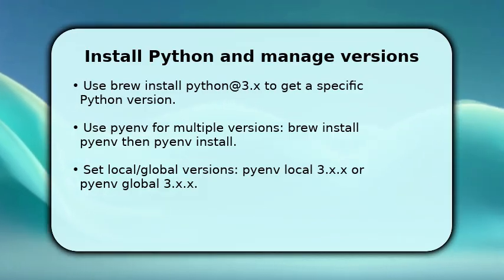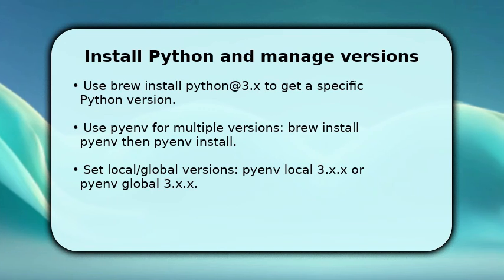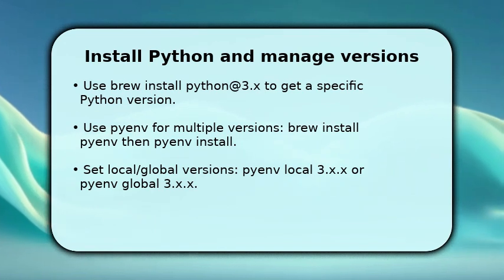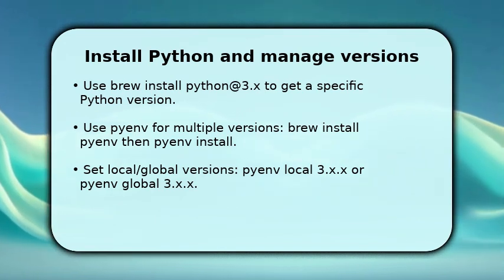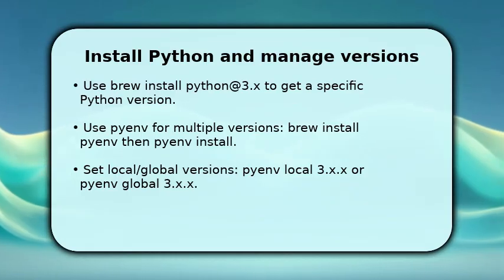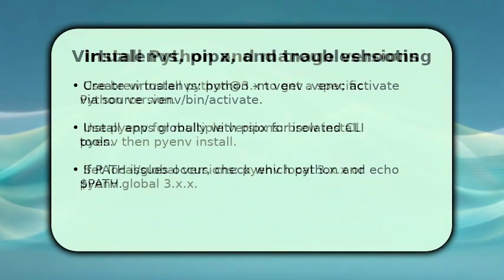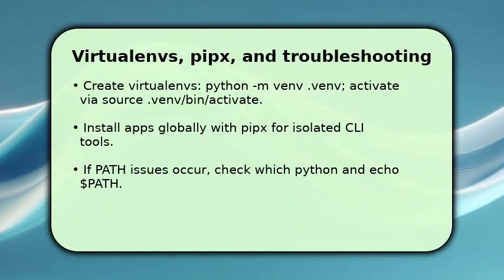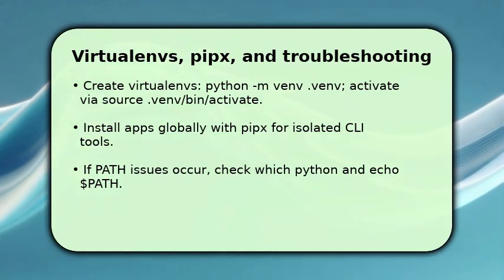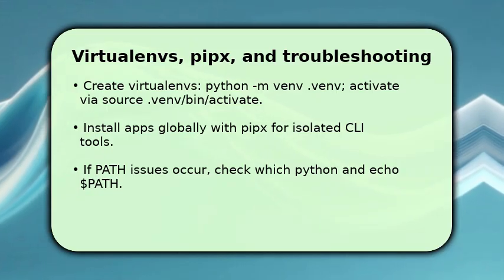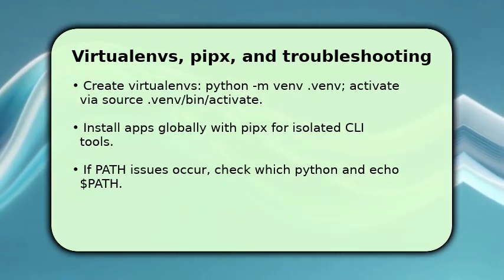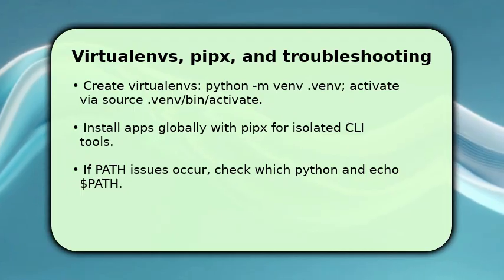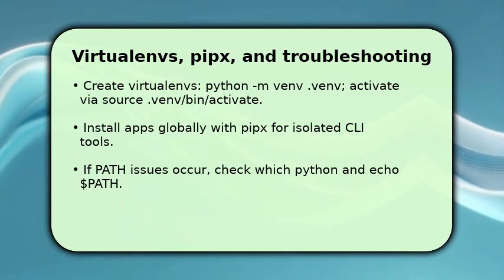Make sure to restart your shell or source your profile so the chosen Python is active in new terminals. Finish by creating virtual environments for each project and using pipx for standalone CLI tools. Run python -m venv .venv, then source .venv/bin/activate to isolate dependencies. Install packages with pip. Use pipx for global command line apps to avoid polluting environments.